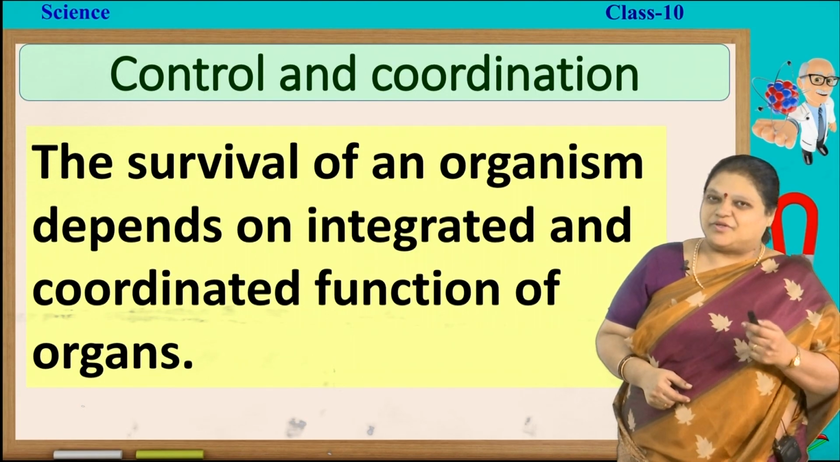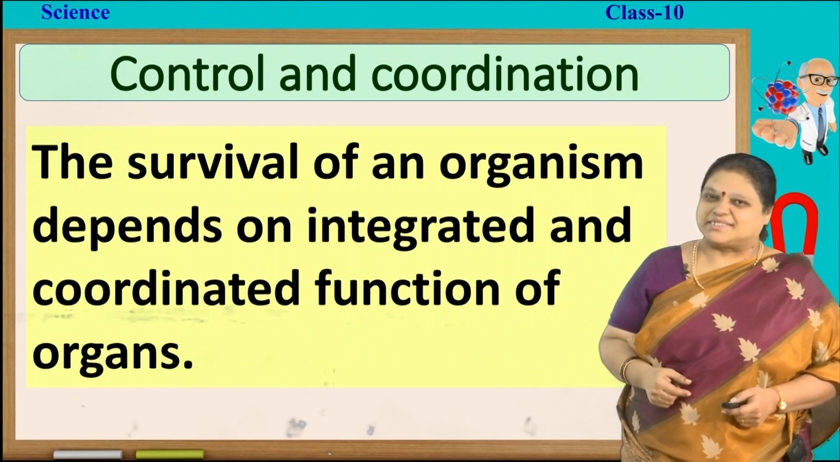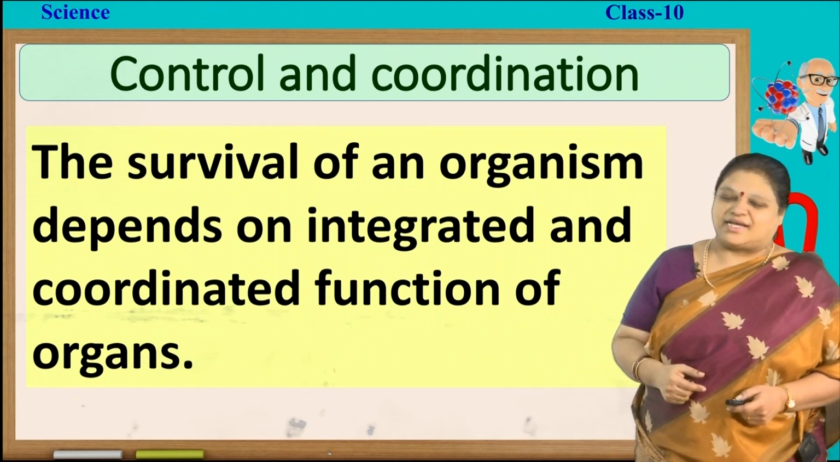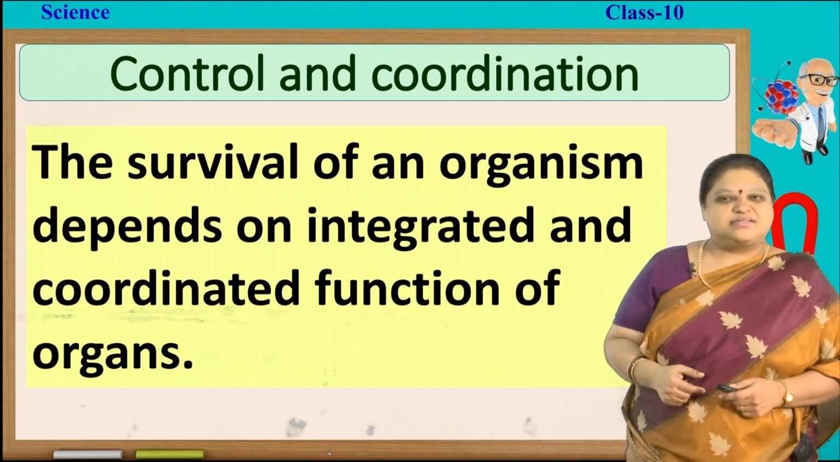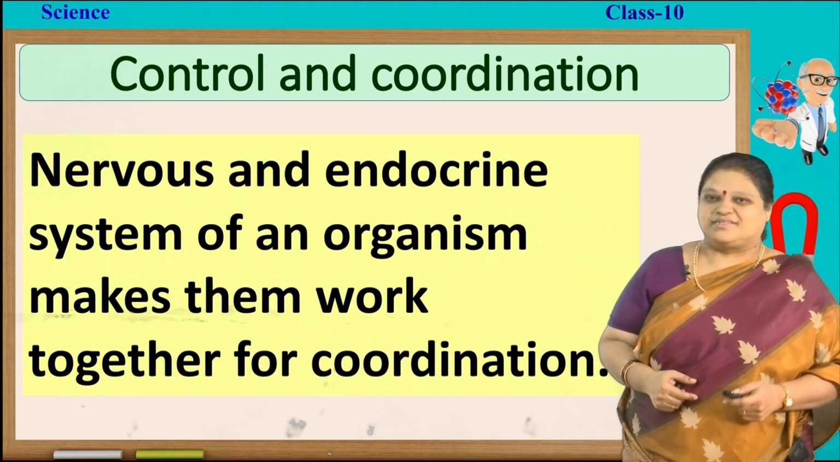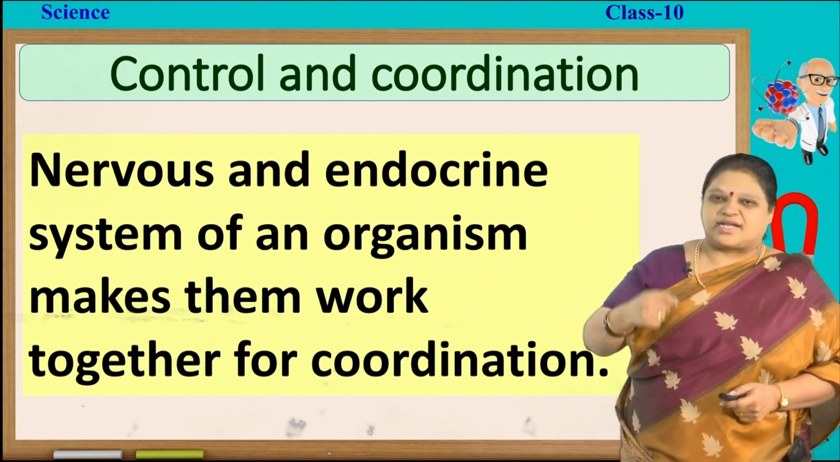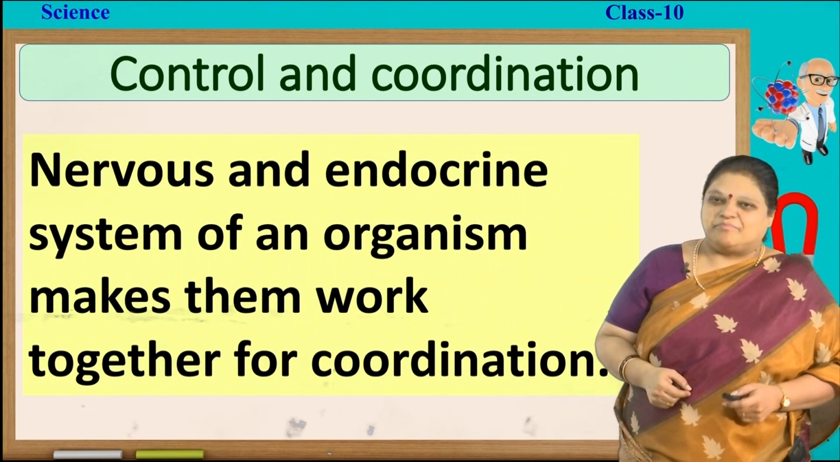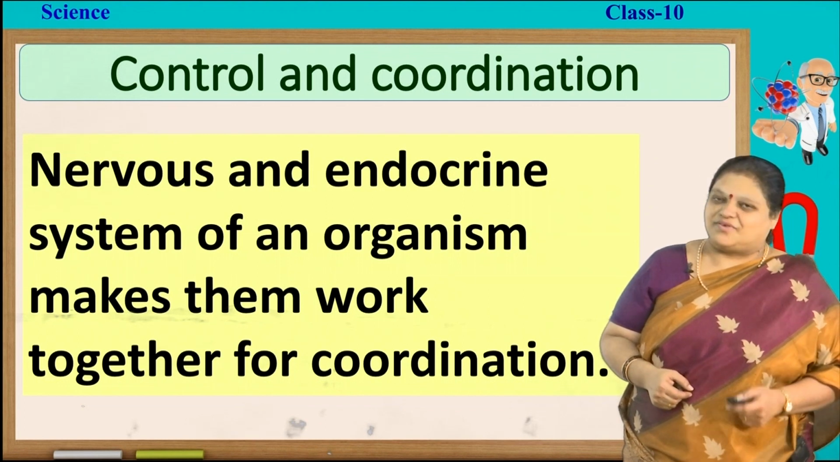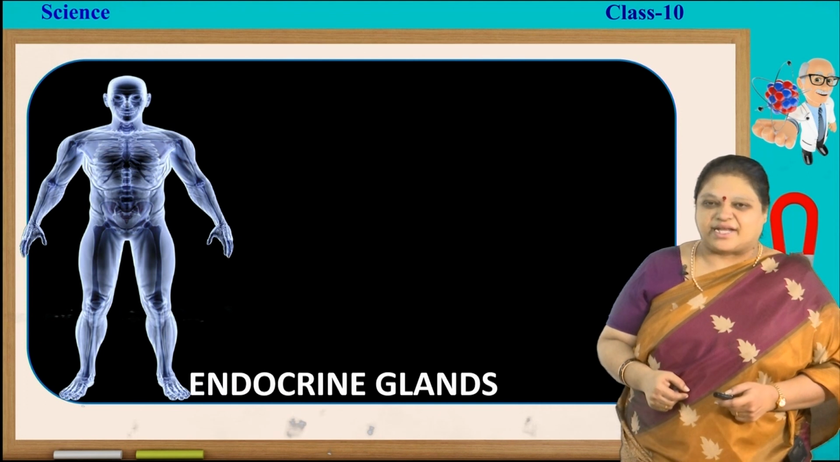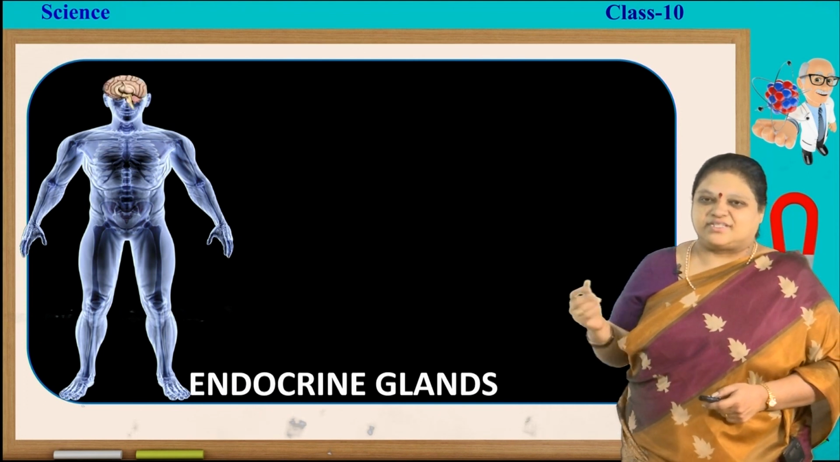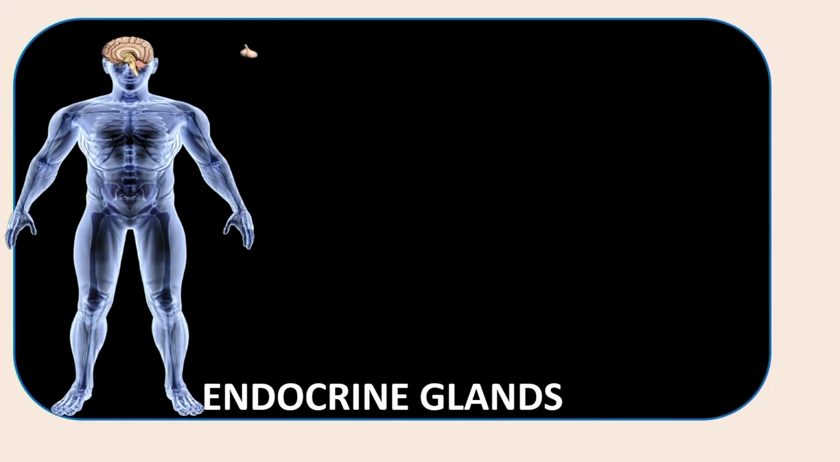Okay. I want you to write down control and coordination. The survival of an organism depends on integrated and coordinated function of organs. The nervous and endocrine systems of an organism make them work together for coordination. Next, you can see the endocrine glands. We have studied several endocrine glands. Let us see which are they.